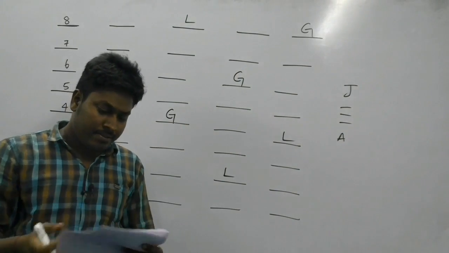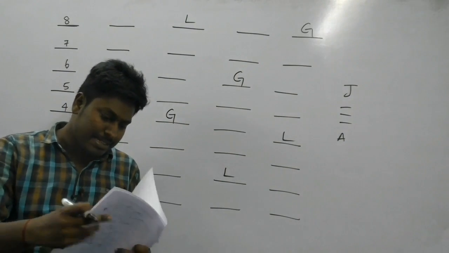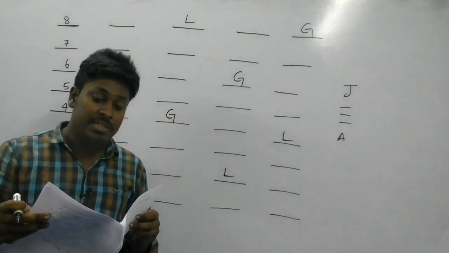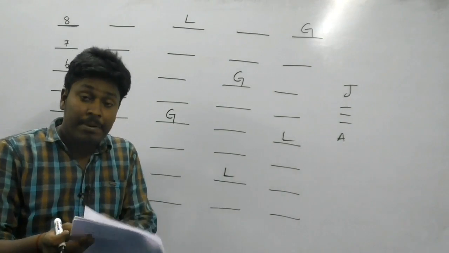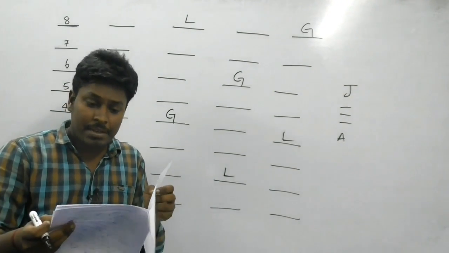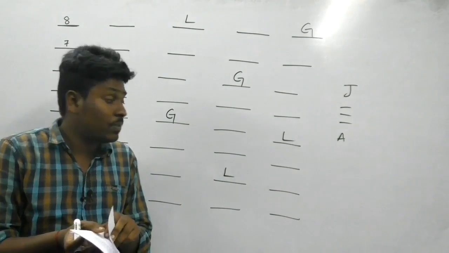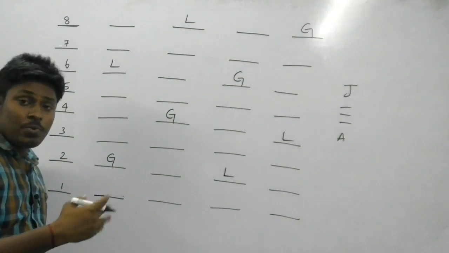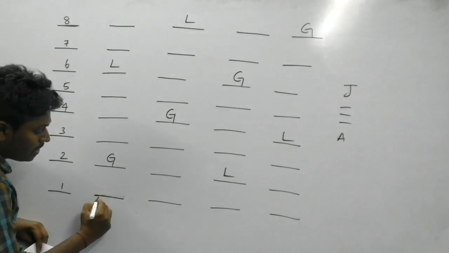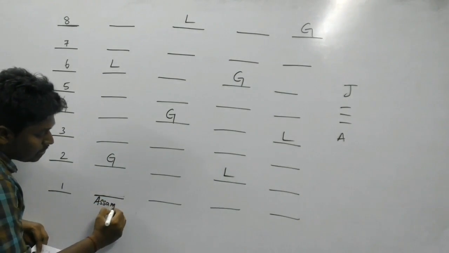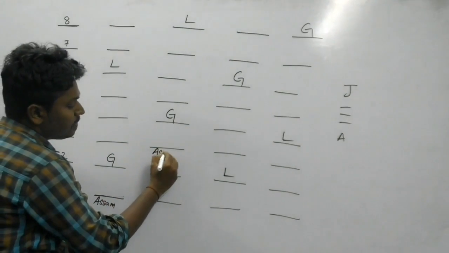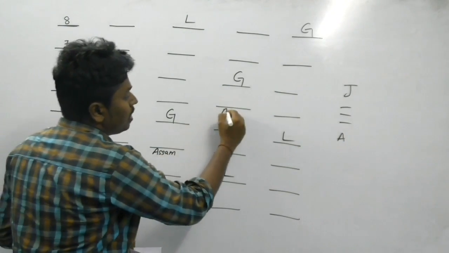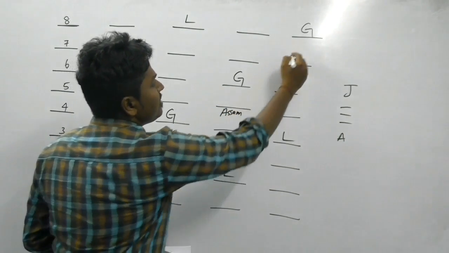The person from Assam lives immediately below G's floor. The person who is from Assam is below G's floor. Where is G's floor? Yeah, G's floor is here, and the person from Assam should come immediately below it. Similarly, below G's floor the person from Assam, in every condition simultaneously we can draw it.